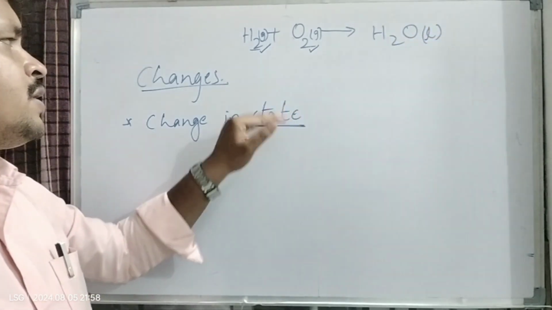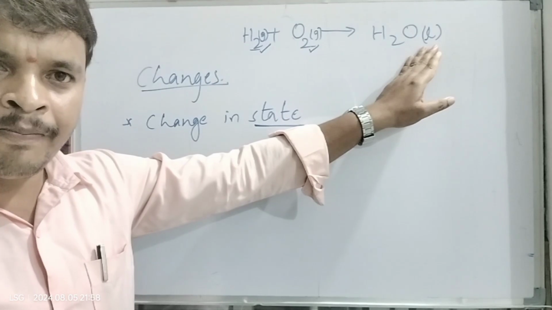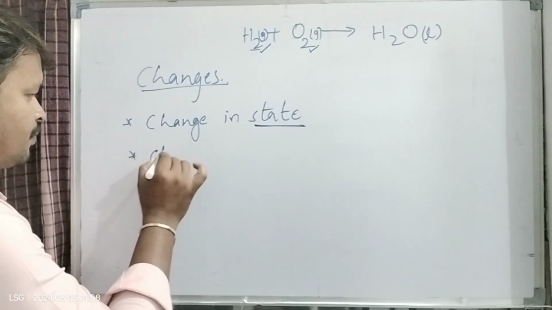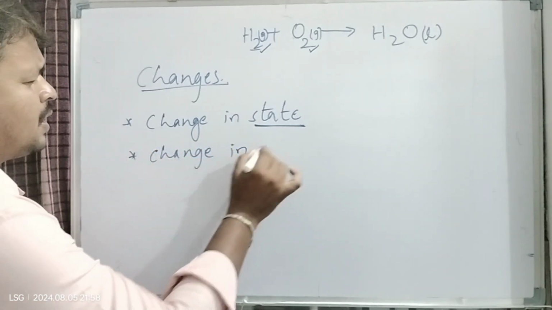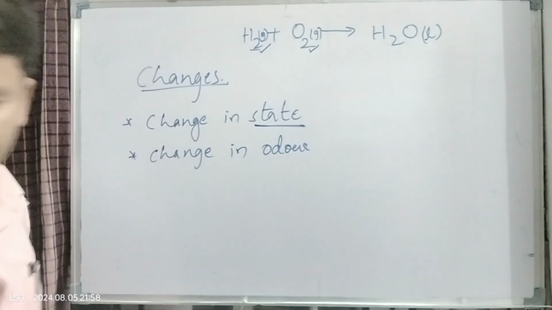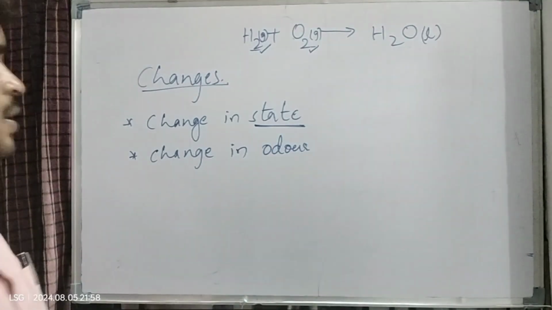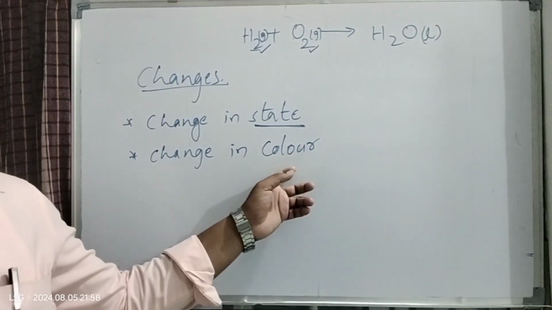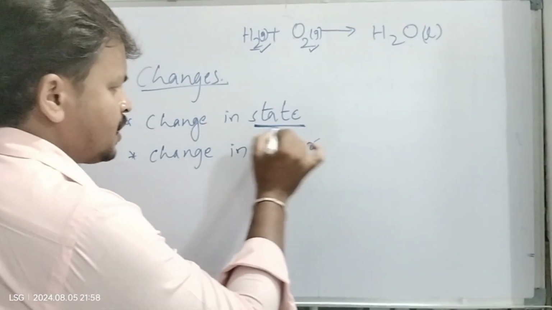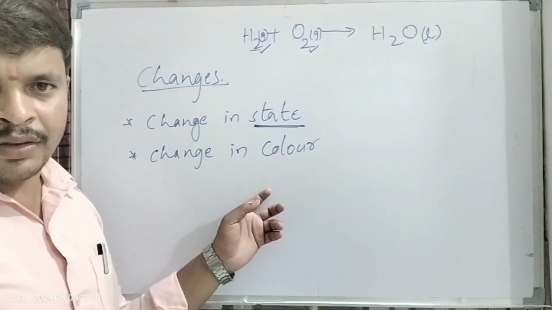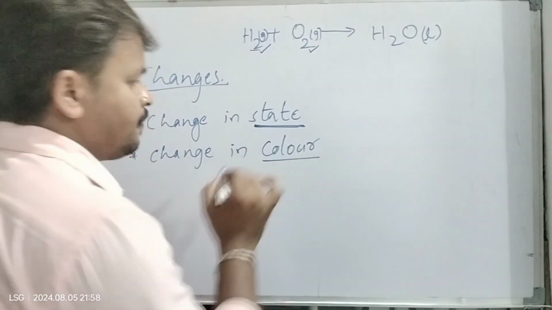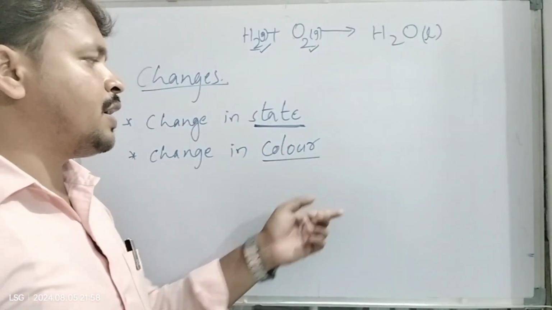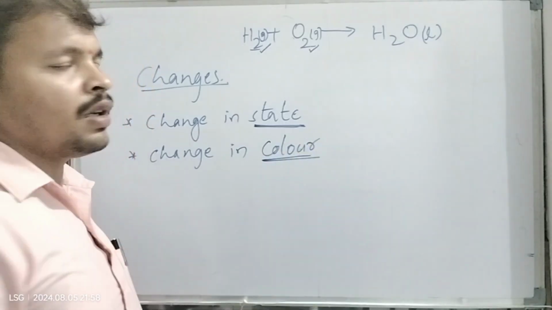In some chemical reactions the state may remain the same, but other changes can be observed. Which are those? Change in odor or smell, and change in color. See, change in state, I think you might have understood that. Then change in color. Change in color means after the chemical reaction, the product we are getting shows a change in color.